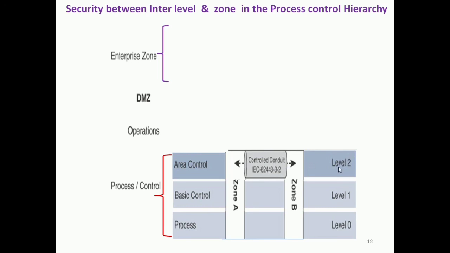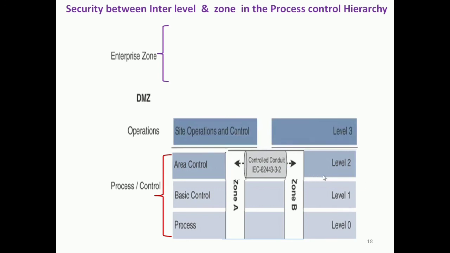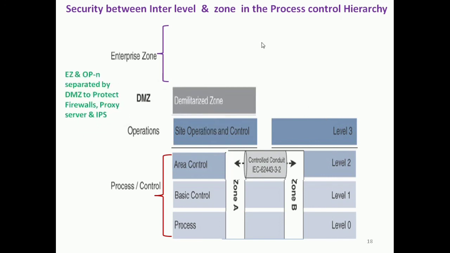Level 2 is again divided into zone A, zone B, several zones, process. And we have operations, that is site operations and control, level 3. And we have a demilitarized zone, which helps us share resources. The enterprise zone and operation zone are separated by the demilitarized zone, to protect with firewalls and IPS systems. There in the IoT, that is the zone terminal services.